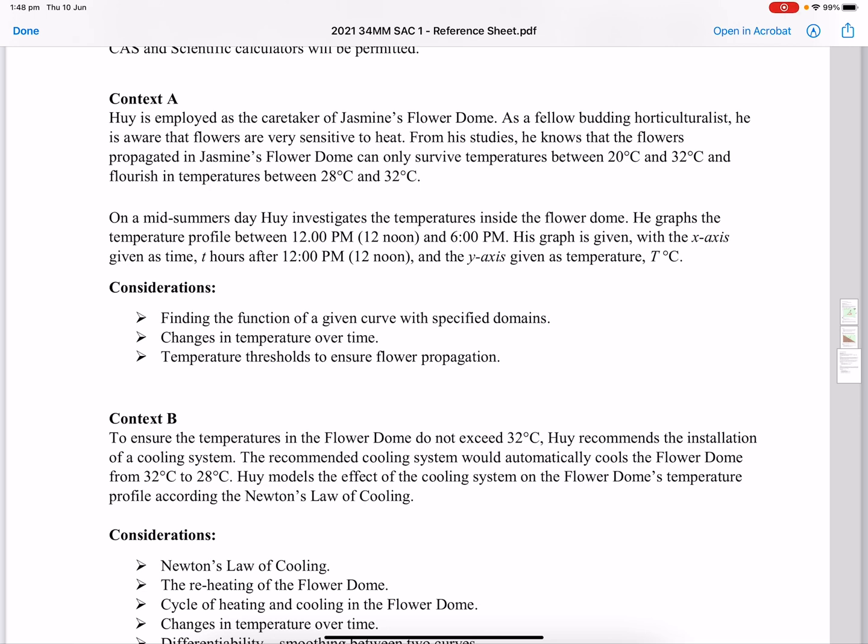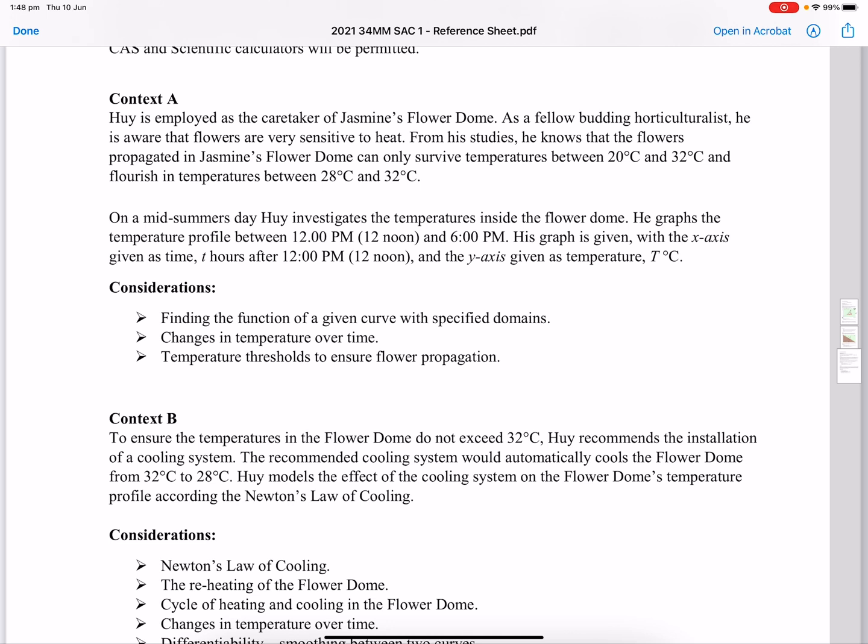On a midsummer's day, Hui investigates the temperatures inside the flower dome. He graphs the temperature profile between 12 p.m., 12 noon, and 6 p.m. His graph is given, it will be provided to you in the task, with the x-axis given as time and t as t hours after 12 p.m.